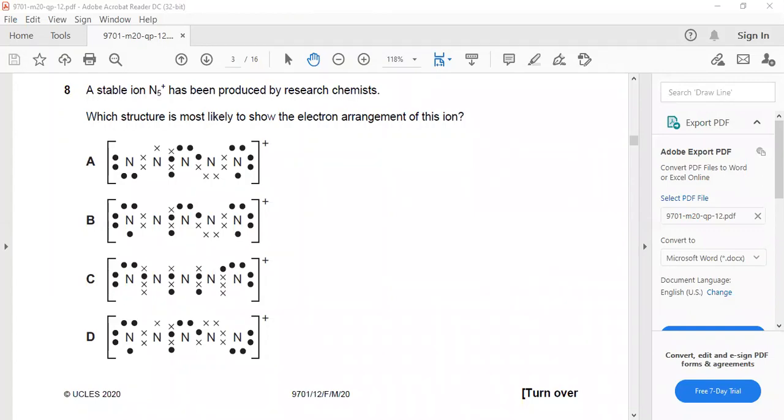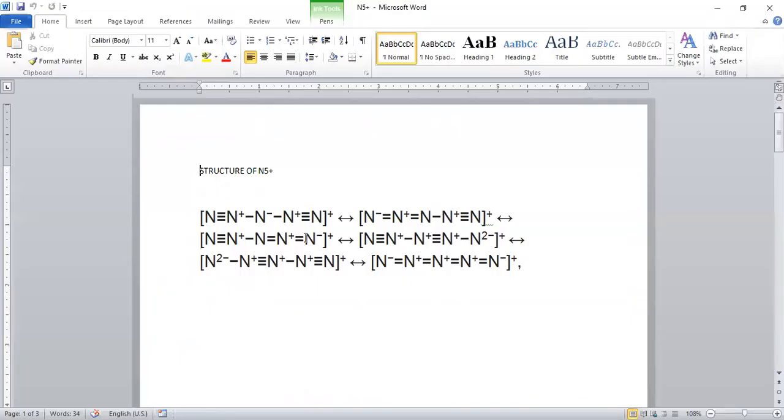Like this, yeah. Look, 1, 2, 3, 4, 5, 6. There are 6 ways to draw N5. And this arrow means resonance. Resonance means the position of electrons in the outer shell changes. This is also possible: second, third, fourth, fifth, sixth. Okay. You need not know these, but it's for those who want to know a little more.